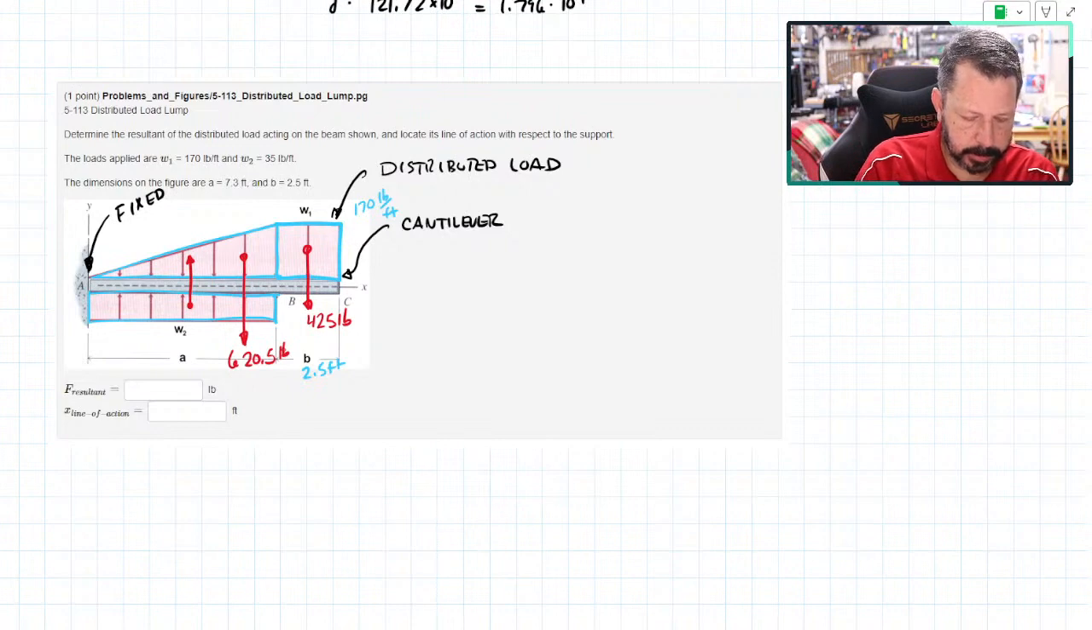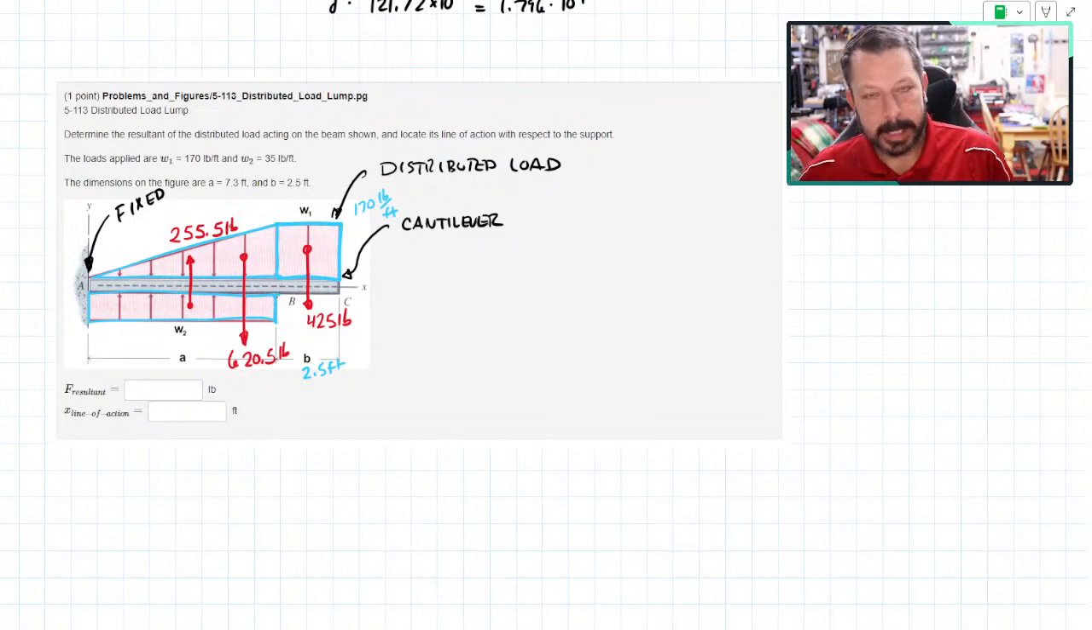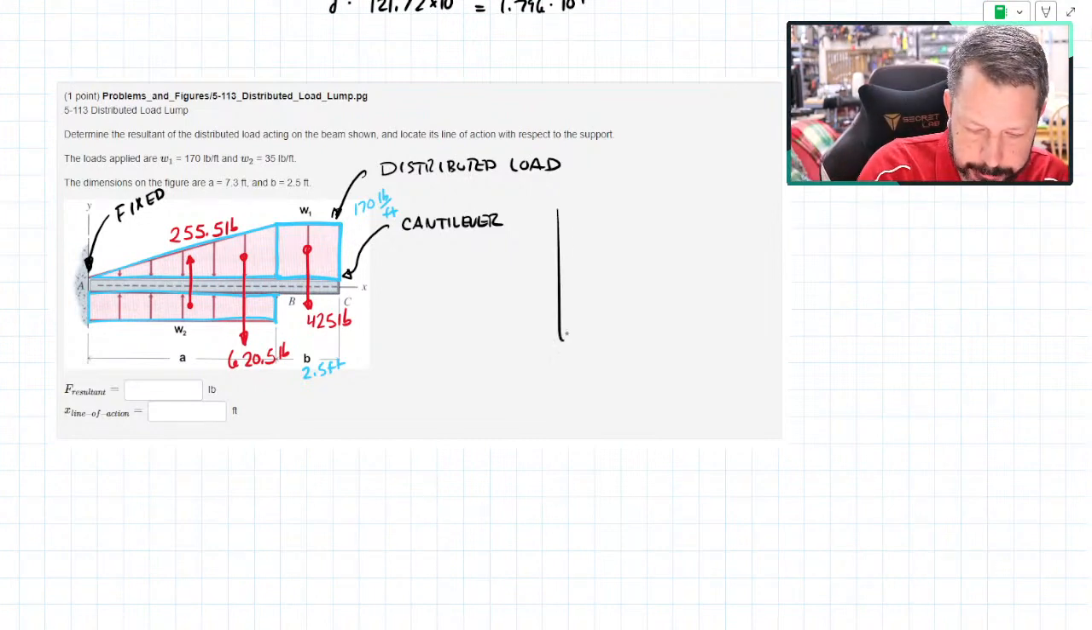And then the bottom rectangle has a height of negative, so it's pointing upwards, W2, which is 35 pounds per foot. The base A again is 7.3. So 35 times 7.3 is 255 pounds. It just happens to be going upwards. Okay. Now I have represented each one of the distributed loads that were spread out over some area as just point loads. So now my beam looks like this.